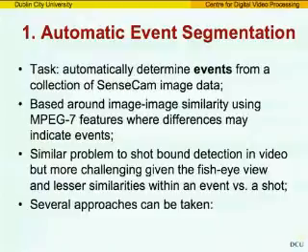Automatic event segmentation, the first of the 5 topics that we'll talk about. The task is to automatically determine events from a collection of SenseCam images from an entire day. And our approach is based around doing image-image similarity using low-level MPEG-7 features, where the differences between sets of images may indicate a transition from one event to another. It is very similar, in fact it is almost an identical problem to shot boundary detection in moving video, but it is much more challenging with SenseCam data because the SenseCam images, as we know, have more of a fisheye view, and there's also a lesser degree of similarity between the individual SenseCam images in an event than there are between the frames in a video shot.